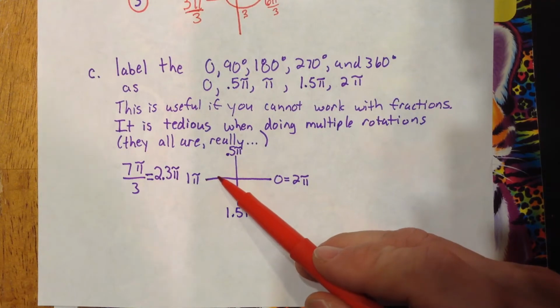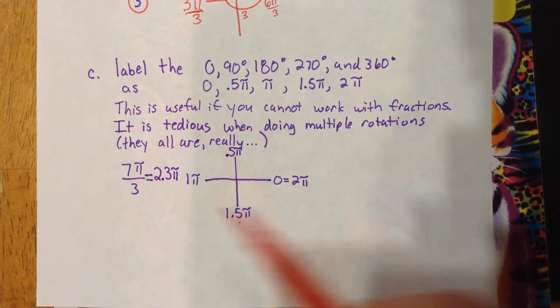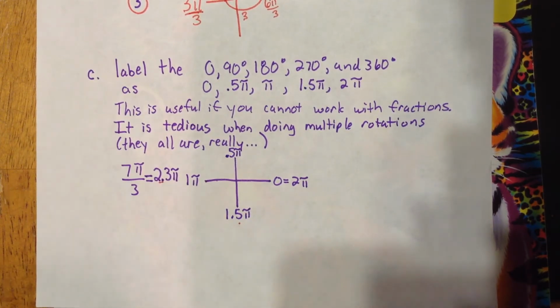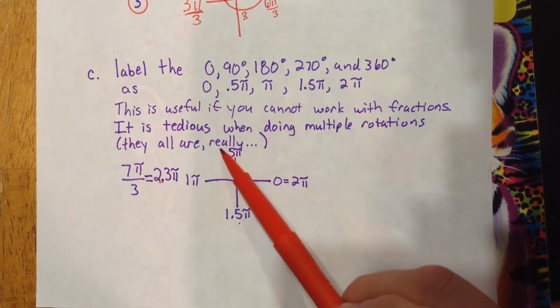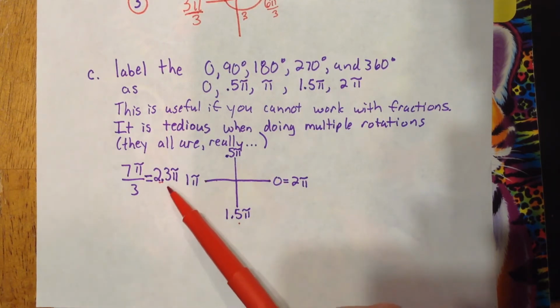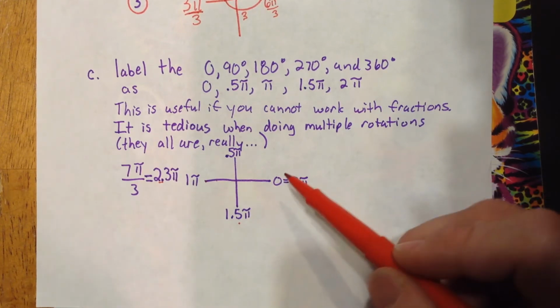What's halfway between 1 and 2? 1.5, so it's 1.5 pi. Then you take your function, 7 pi over 3, you actually divide out and you get 2.3. And I say right here, this is useful if you really are not good with fractions. It's tedious when you have many, many rotations, but so are all of these. But basically, if you're really bad at fractions, you could change this to a decimal, 2.3, and say, where does 2.3 fall in this range?